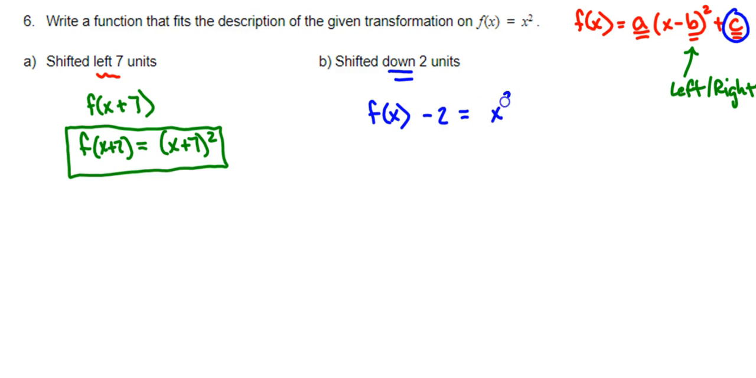So that's equal to f of x is just x squared, and all I have to do is subtract 2 from it. And this is what that function looks like. So f of x minus 2 is going to shift my original function down 2 units.